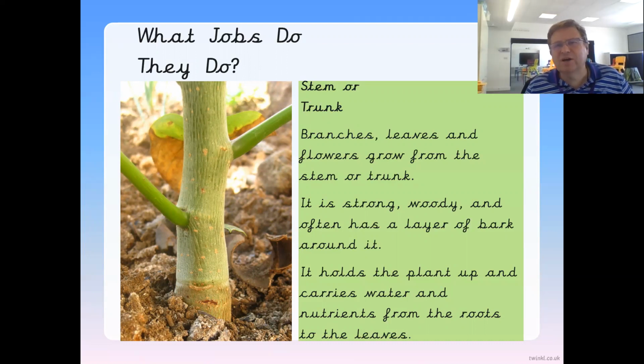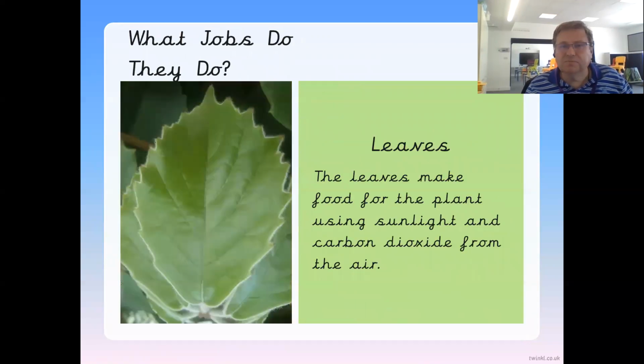And if you think, every kind of plant has some kind of stem. So if you think about the trees, the big trunk is the stem of the plant. If you look at a little plant like a dandelion, the long thin bit is actually the stem, and it holds it strong and stops it falling over.